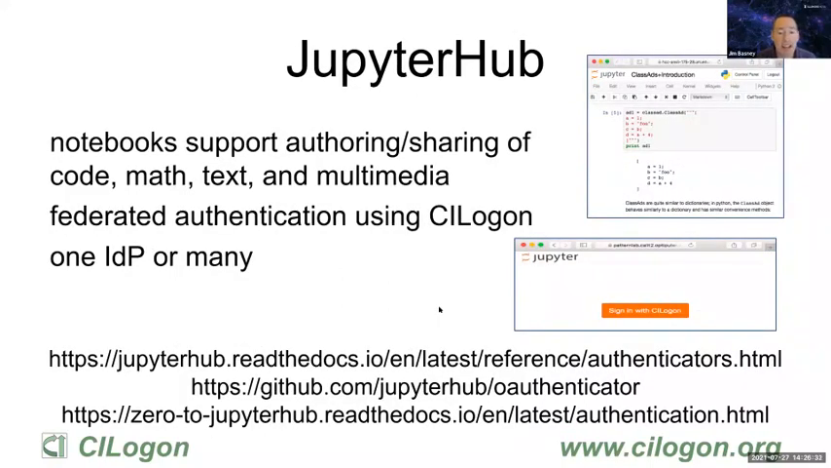We have multiple examples of JupyterHub deployments on campus that are providing that notebook interface to enable researchers to share their code, their text, their multimedia associated with their research results. And so again, CILogon enables federated authentication to that platform. And with that proxy capability, CILogon can enable connections with one IDP if your JupyterHub installation is specific to your campus, or many IDPs if you're doing a multiple campus collaboration.